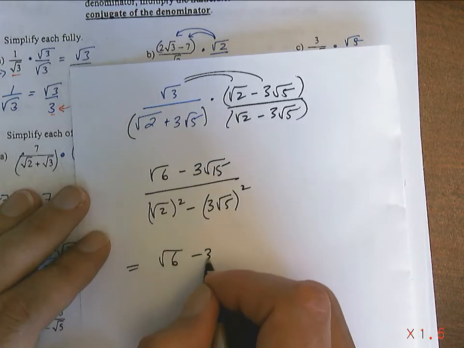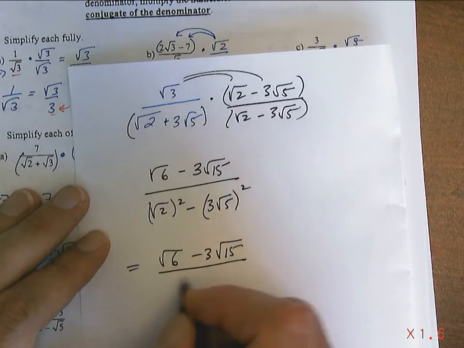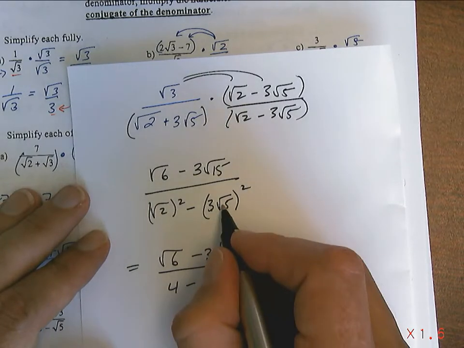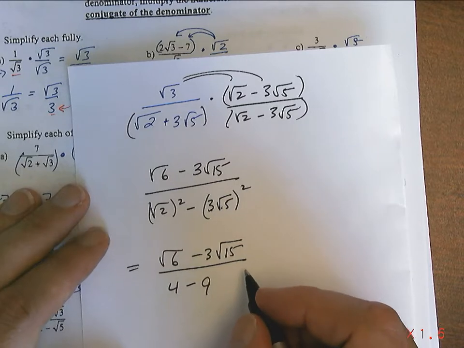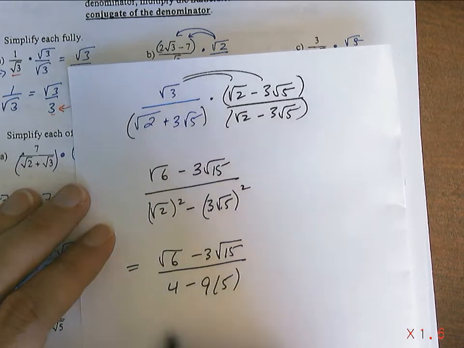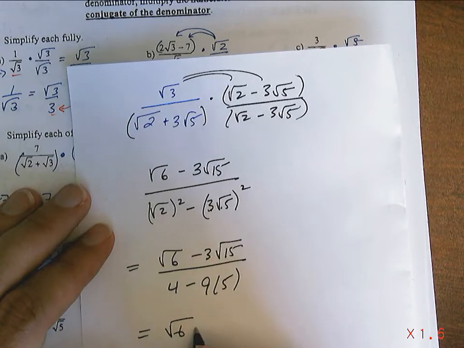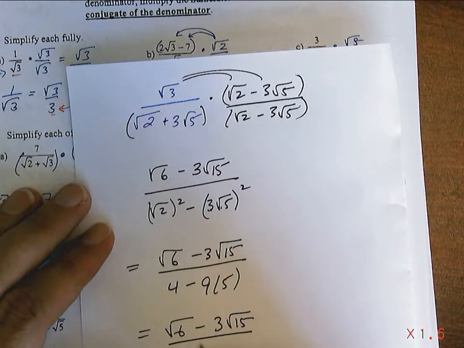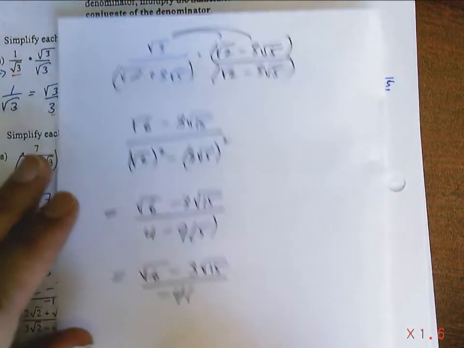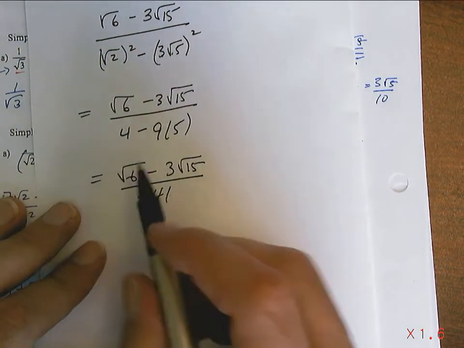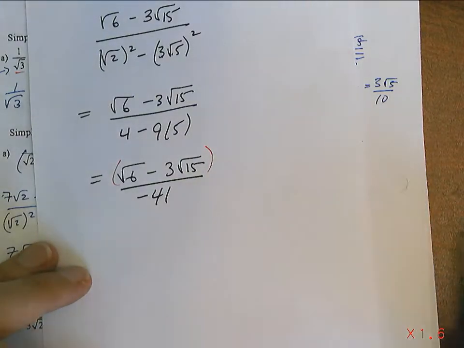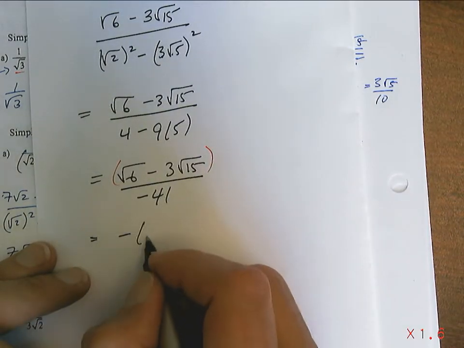Root 6 minus 3 root 15 over 4 minus, now 3 times 3 is 9. Root 5 times root 5 is root 5 squared, or root 25. So now you've got root 6 minus 3 root 15 over top 4 minus 45 is minus 41. We don't like the negative in the bottom. I'm going to bring it up, but look what's on the top. Everything's on the top. So I'm going to protect it with the brackets. I'm going to put the negative out there.